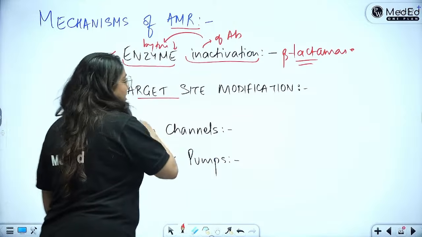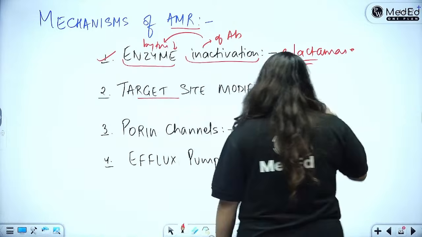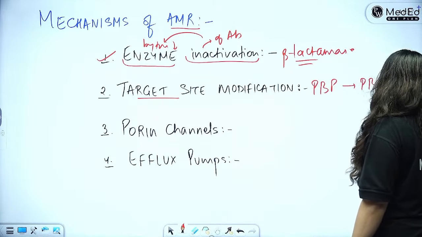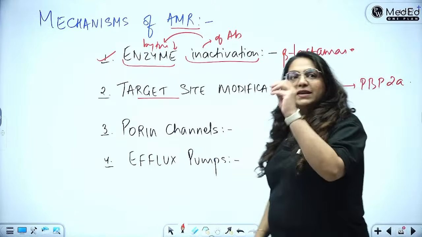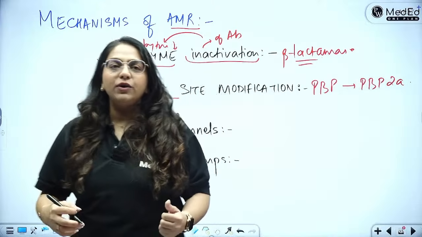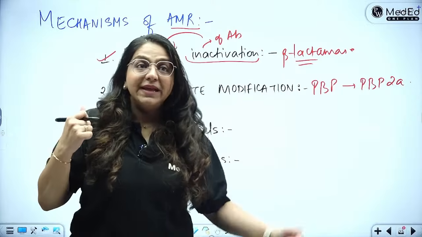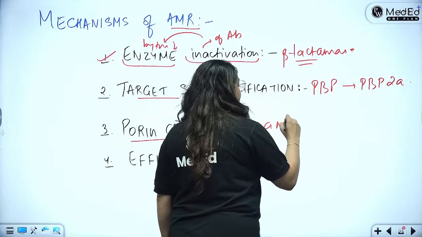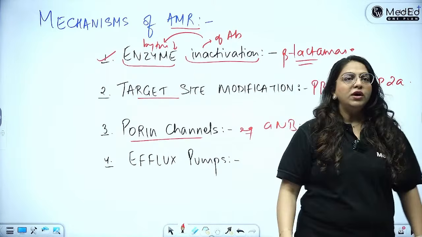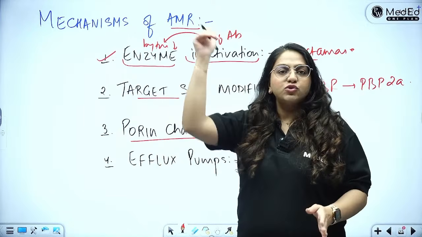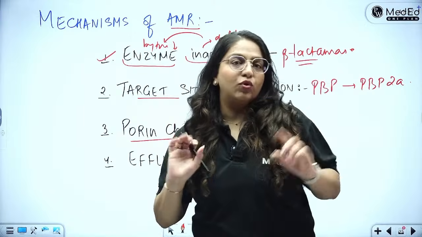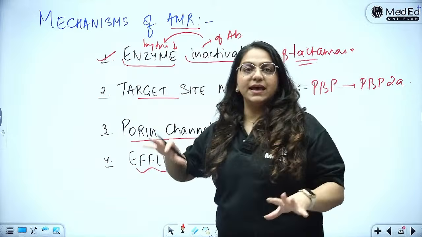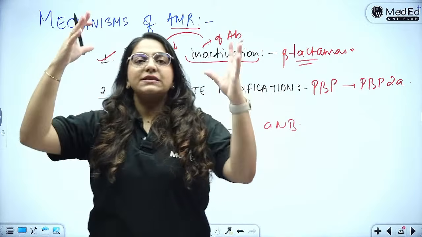Target site modification. Your gram-positive bacteria change the penicillin binding protein into penicillin binding protein 2A. Now your penicillin drugs don't know where to bind on the cell wall, so they cannot break the cell wall. Porin channels, an example by the gram-negative bacteria. What do the porin channels do? They don't allow the antibiotics to come inside. They become selectively porous. And then efflux pumps are like vomiting centers. They are like things which expel the antibiotic.